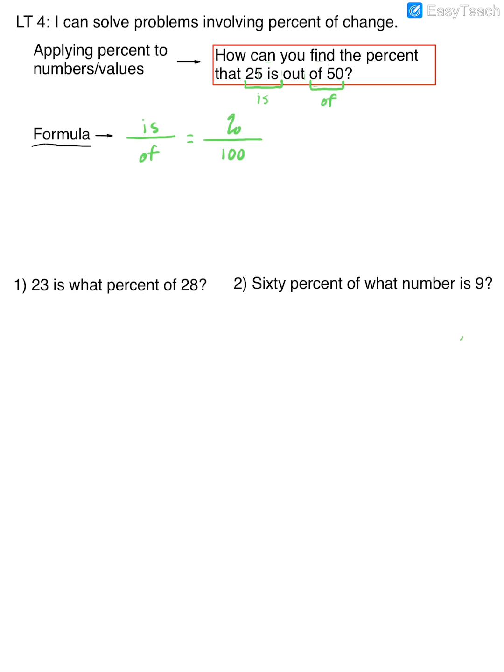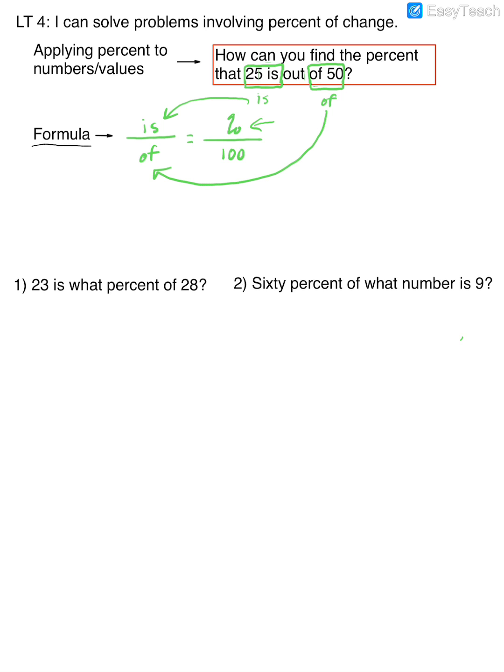And so the thing that we've identified as is, that is where we'll put it on the top. And then the thing that we've determined is of, we'll put that on the bottom. Now, we still have a percent here. This time, we might actually have percentages in our questions, so it might be solving for something other than the percent, unlike the last learning target, where that's the only thing we ever solved for. So here your variable will move around, but the process of solving will still be the same. Okay, so let's start with number 1 here.